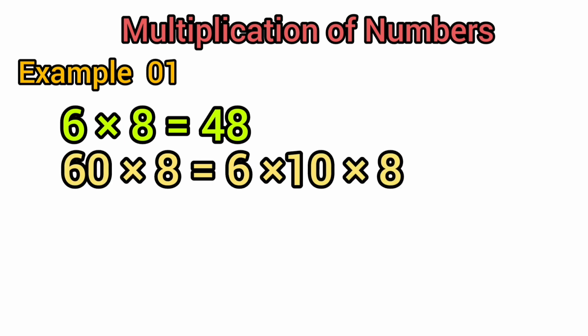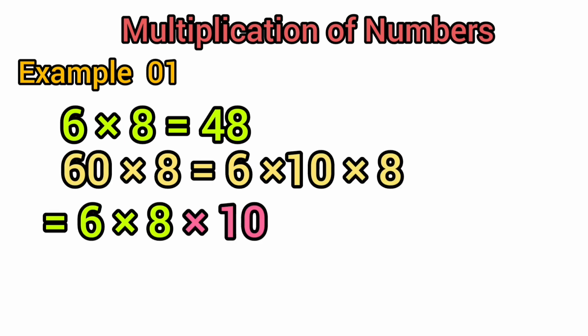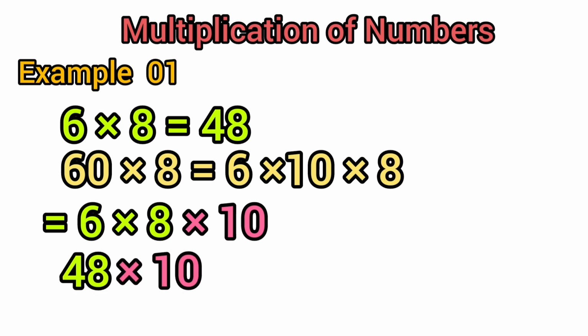60 is 6 times 10. So this can be written as 6 times 8 times 10. 6 times 8 is 48. 48 times 10 is equal to 480. Multiplying by 10 means writing a 0 at the end of the original number.